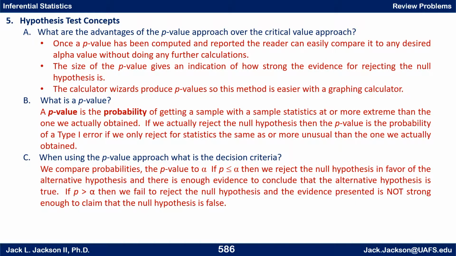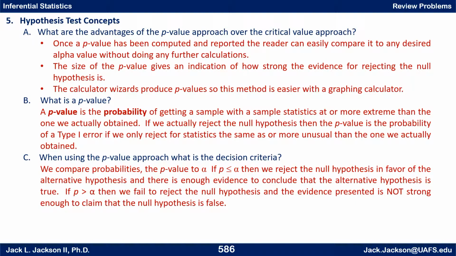What is a p-value? A p-value is the probability of getting a sample with a sample statistic at or more extreme than the one we actually obtained. If we actually reject the null hypothesis, then the p-value is the probability of a type 1 error if we only reject for statistics the same as or more unusual than the one we actually obtained.